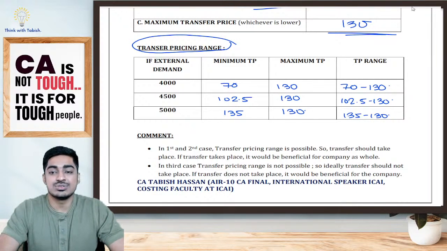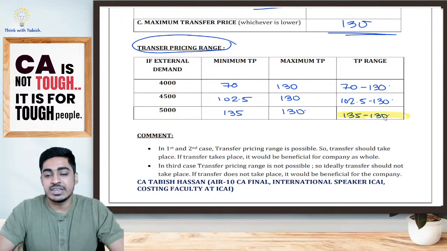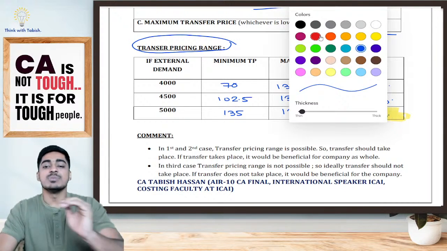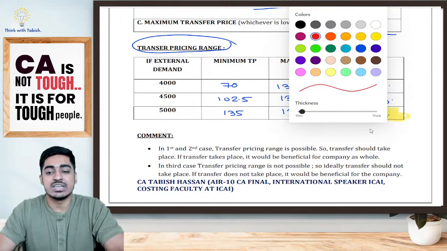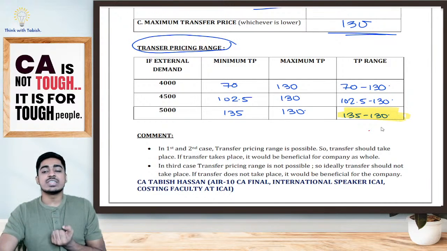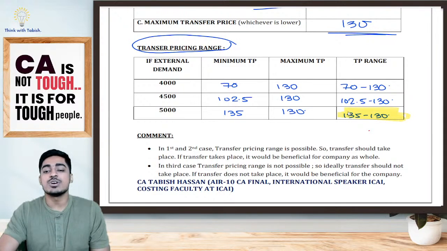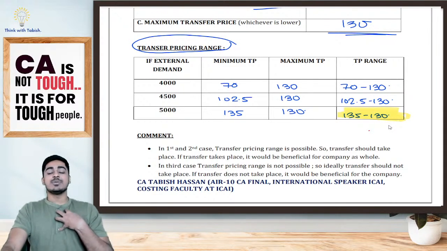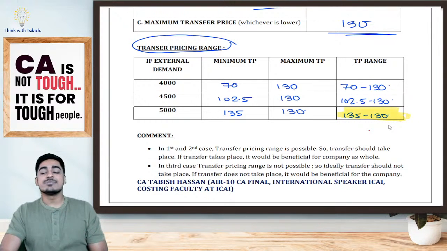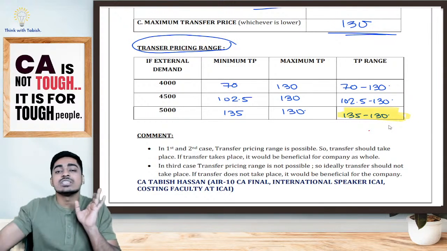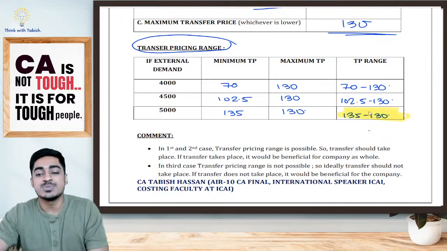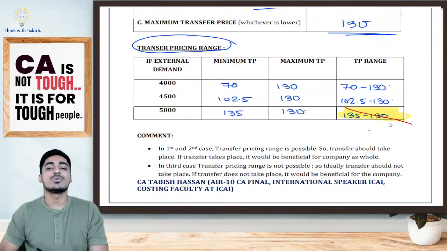Is this a range, students? Whether a range like this is possible? Yes. Range means minimum to maximum. But here we are telling minimum transfer price is 135, maximum is 130. So whether transfer could be possible here? Transferor is telling minimum I want 135. Transferee is telling maximum I can pay 130 only, or else I'll buy from outside. Whether transfer is possible here? Transfer is not possible here. Transfer should not happen here.